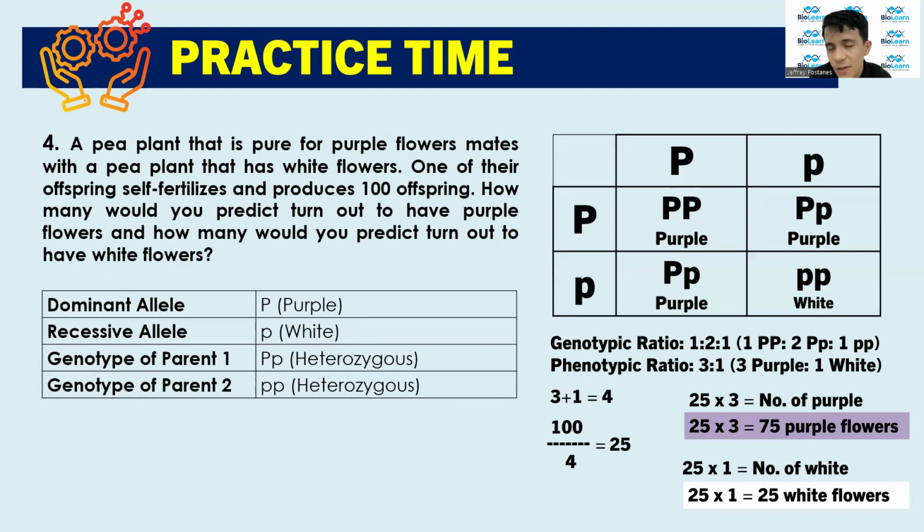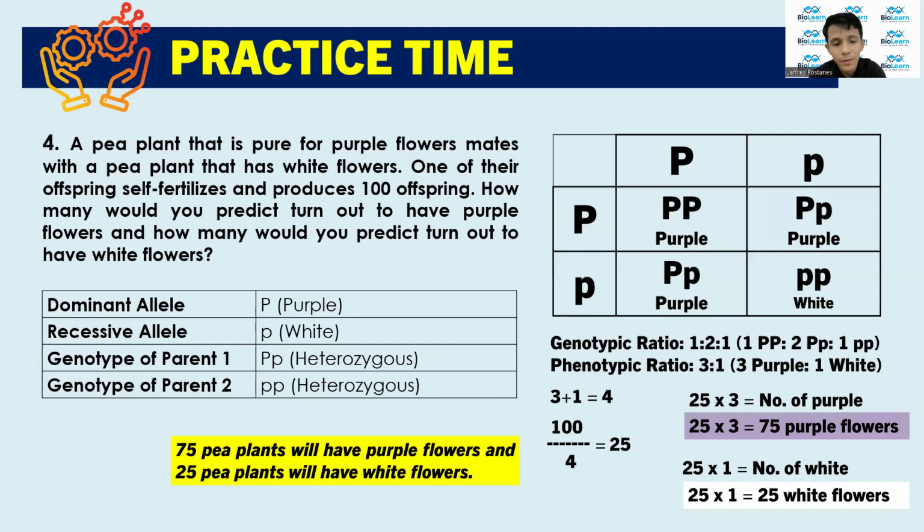Or simply, it's easy to understand it this way. When you say 3:1, it means that 3 is 75%, 1 is 25%. Or 75% purple, 25% white. Now, if you have 100 offspring, what's the 75% of 100? That's 75, and that is going to have purple flowers. And what's the 25% of 100? That's 25, and that's going to have white flowers. So 75 pea plants will have purple flowers and 25 pea plants will have white flowers.